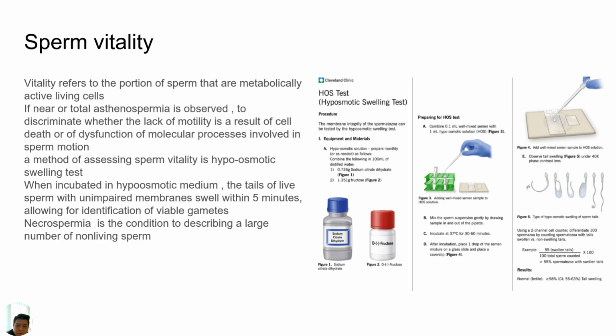So for sperm vitality, vitality refers to the proportion of sperm that are metabolically active living cells. If near or total asthenospermia is observed, we need to discriminate whether the lack of motility is a result of cell death or dysfunction of the molecular process involved in sperm motion. A method of assessing sperm vitality is the hypoosmotic swelling test. When incubated in hypoosmotic medium, the tails of live sperm with unimpaired membrane swell within 5 minutes, allowing for identification of viable gametes. Necrozoospermia is the term to describe a large number of non-living sperm.